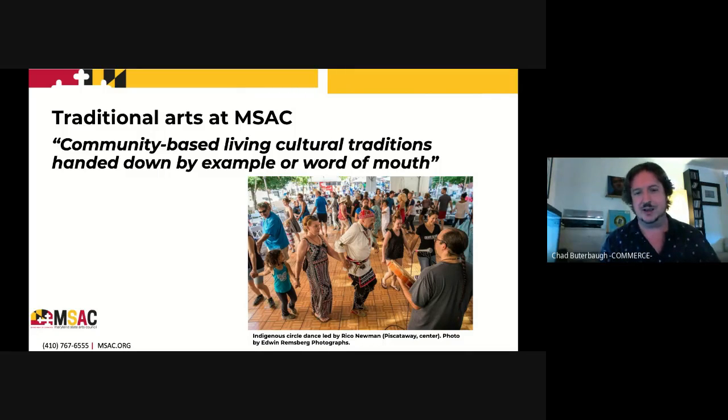Like, for example, we have a traditional indigenous round dance being portrayed here by Rico Newman of Prince George's County, member of the Piscataway tribe. And this is an example of a traditional art that, again, gets the body moving, is connected to many, many generations of practice here in the place that is now known as Maryland. Next slide, please, Lillian.